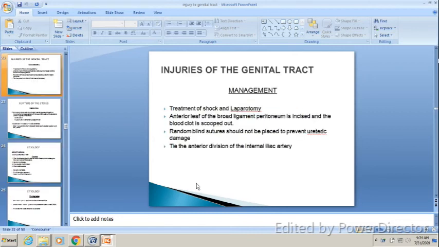Okay, how will you manage it? Treatment of shock and laparotomy. You have to do laparotomy because it is the higher type, so you have to open the abdomen. The anterior leaf of the broad ligament peritoneum is incised and the blood clot is scooped out. Random blind sutures should not be placed to prevent ureteric damage. Tie the anterior division of the internal iliac. In this case, you have to explore the internal iliac artery and tie the uterine artery branch. Okay.